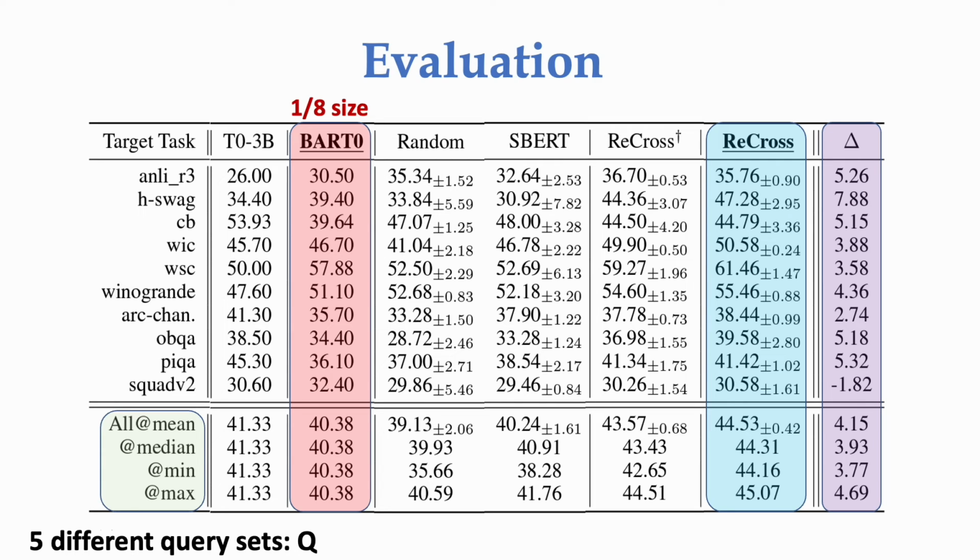And this is the delta between ReCross and the vanilla BART0. So we can see that the performance is much improved if we use ReCross for doing the retrieval and then generalize the model to the target tasks.